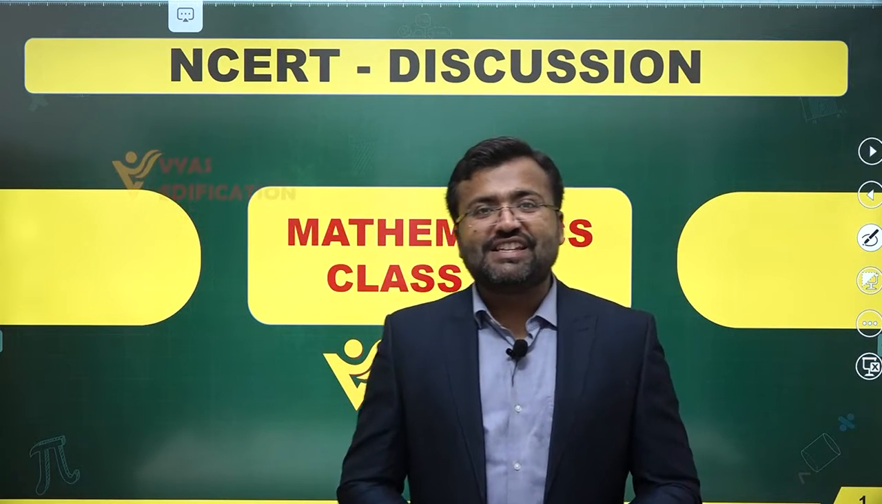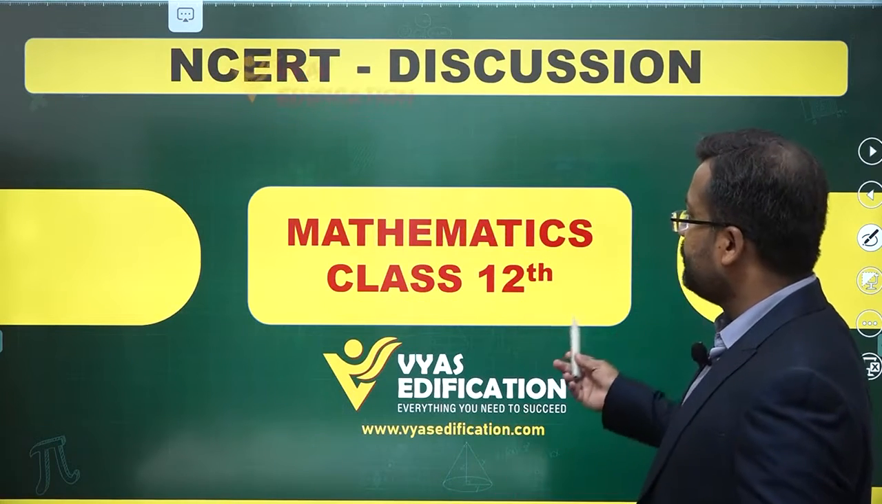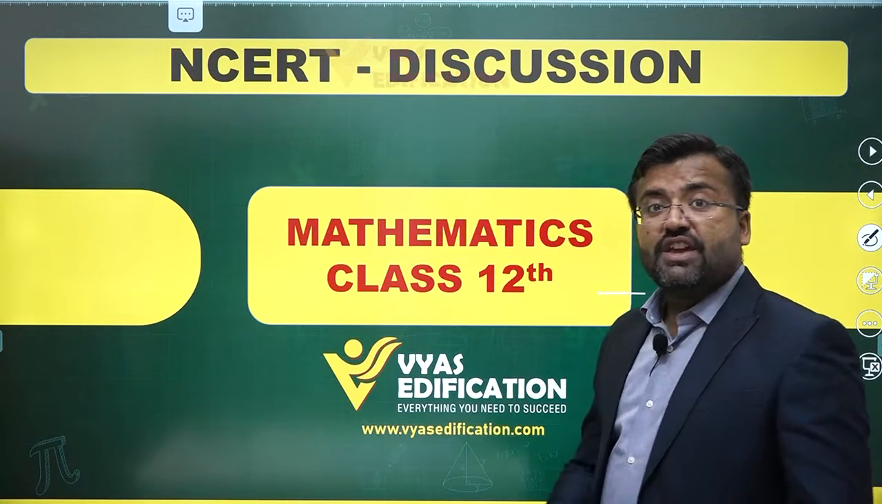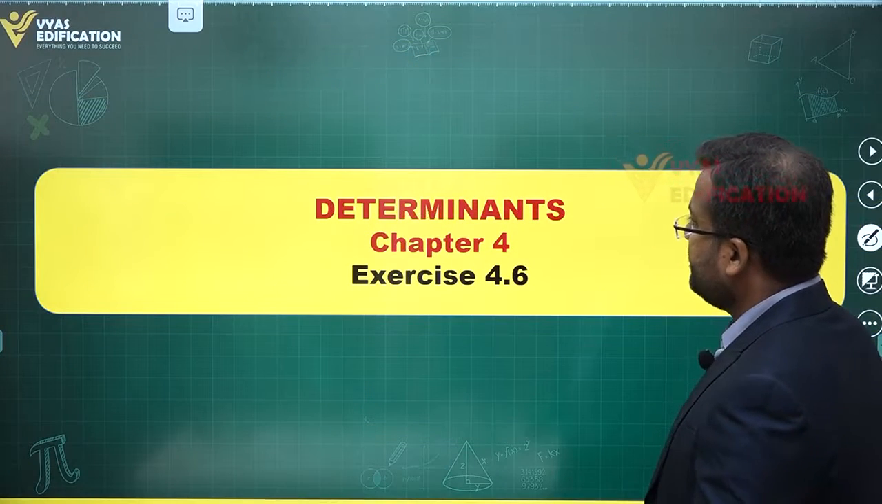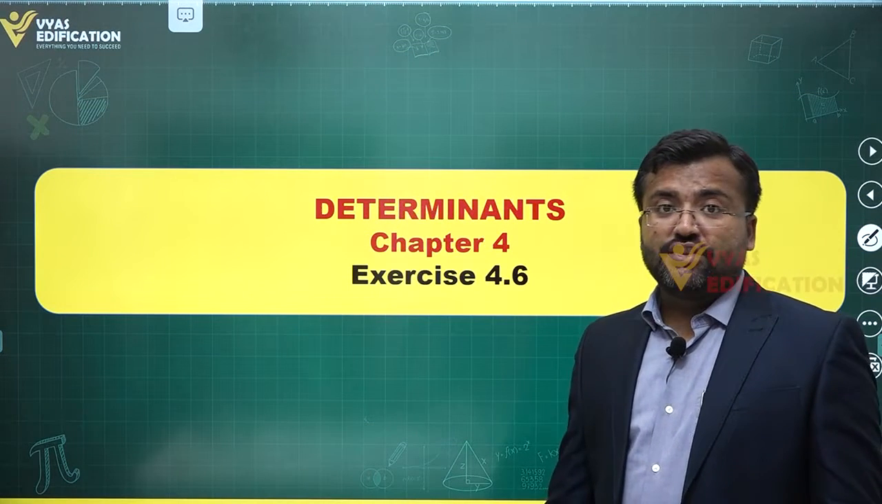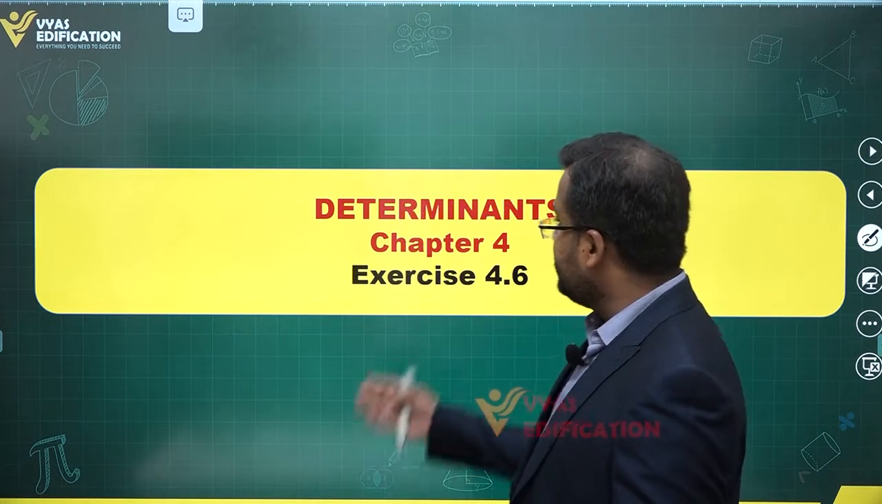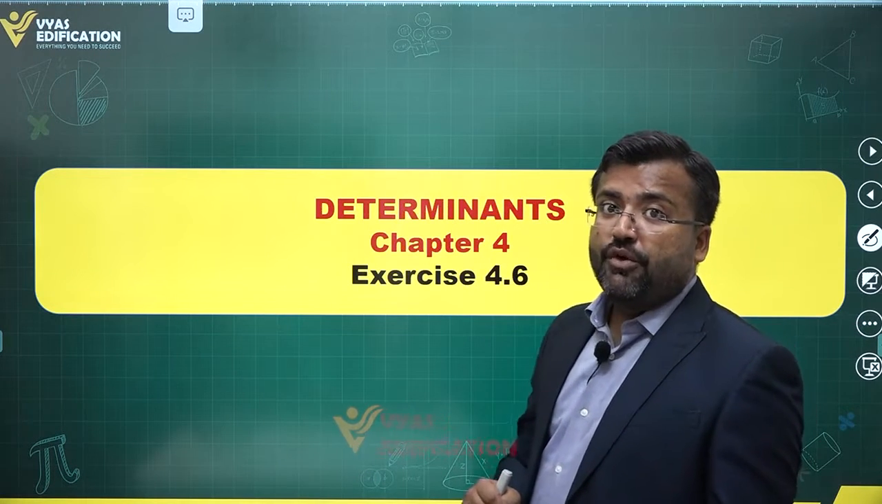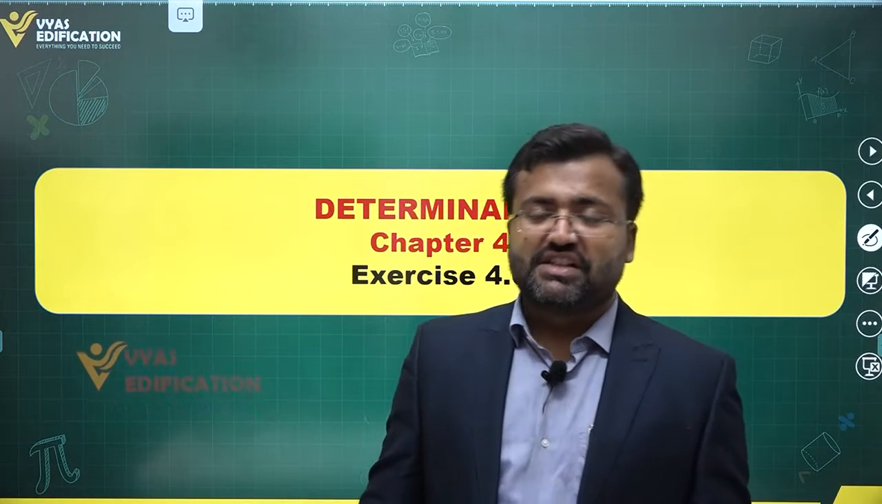In this series of NCERT discussion, it is time to continue further with mathematics class 12th discussion, and we were seeing something called determinants in the previous session. We were on chapter 4, and it's time to see exercise number 4.6 as you can see behind me. Now 4.6 exercise is based on solution of system of equations.